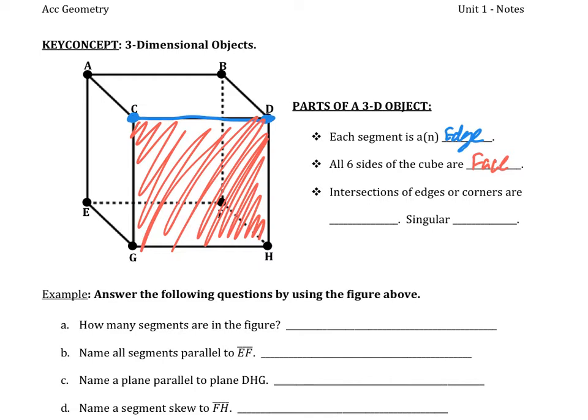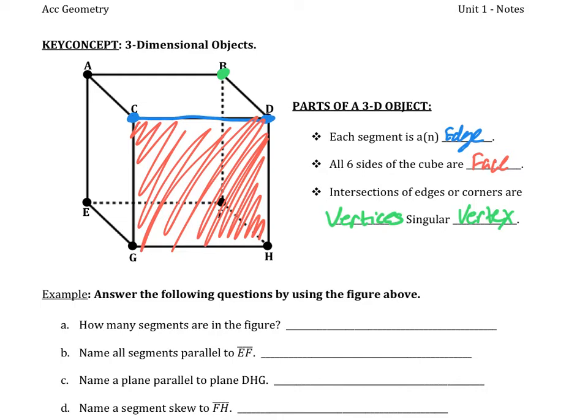Intersections of our edges, like this point right here, these are called vertices if we have multiple of them, so that's the plural. Or if we only have one, it's called a vertex.